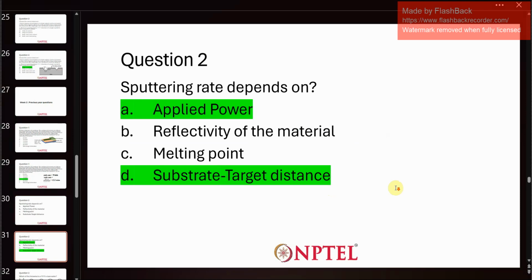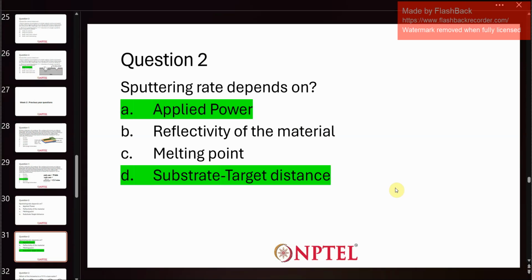So actually, it will depend on both the applied power and the substrate target distance. If the power is less, whatever electrons are being ejected will not reach the substrate, or very few atoms will. Basically, what we are doing is applying power on argon.